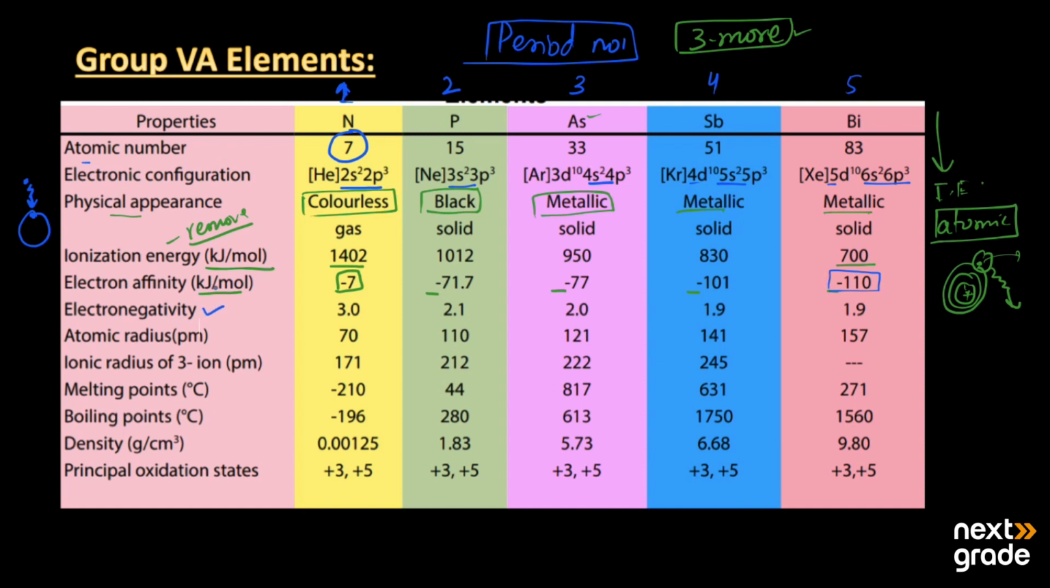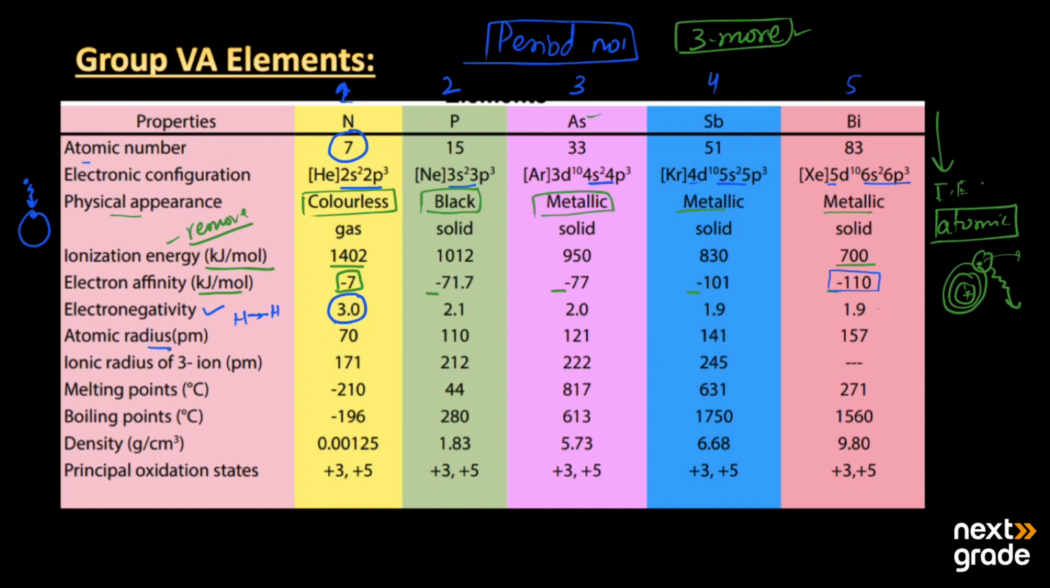Next, the electronegativity. Among all the group 5A elements, from nitrogen to bismuth, nitrogen has the highest electronegativity. It is the force of attraction, or the ability to attract the electron towards itself in a chemical bond.